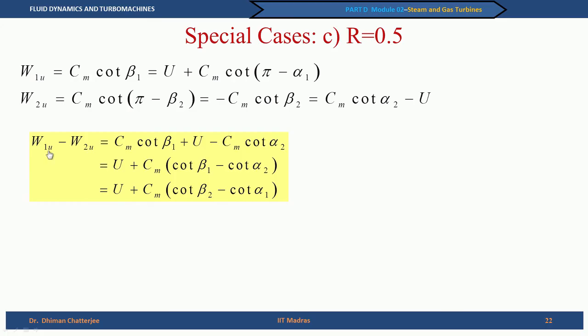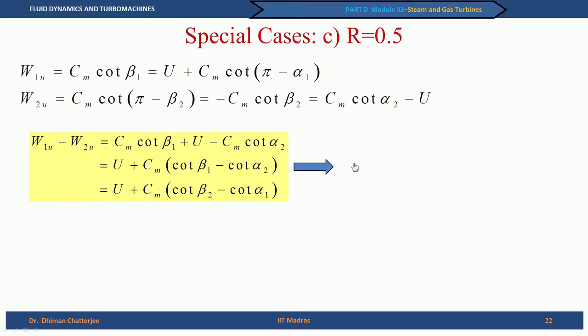Then if I write W1u minus W2u, I can get an expression in terms of the velocities u and Cm and alpha and beta. So, we get Cm cot beta 1, which we get from here, minus Cm cot alpha 2 plus u. Why am I getting it? Because I am talking about minus W2u. So, minus W2u will give me minus Cm cot alpha 2 and plus u. So, then I can write u plus Cm (cot beta 1 minus cot alpha 2), or I can write it in terms of cot beta 2 minus cot alpha 1.